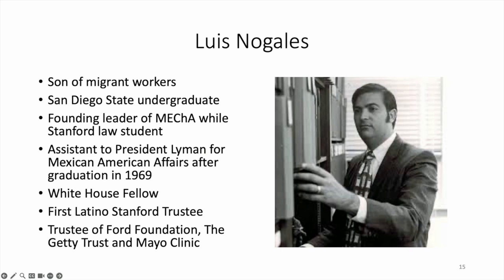Luis Nogales, son of migrant workers, San Diego State undergraduate. As you can see, a founding leader of MECHA while he was a Stanford law student. He was our first assistant to the president for Mexican-American affairs after he graduated, first White House fellow, first Latino Stanford trustee, and the trustee of many organizations, very active in Chicano affairs nationally.